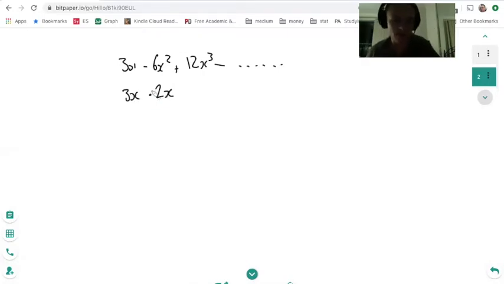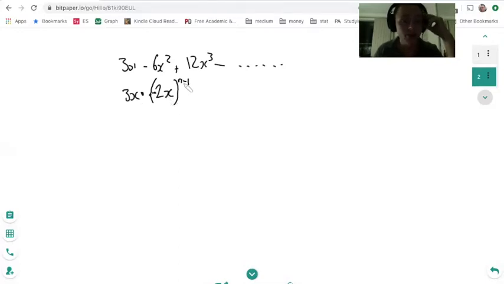Whoops, I don't want to do that. Times negative 2x. Please allow me to use a dot for times. Negative 2x to the power of n minus 1. Let's just check that that works. N equals 1, then we have a 0 up here. Anything to the power of 0 is 1. So the first term should be 3x.